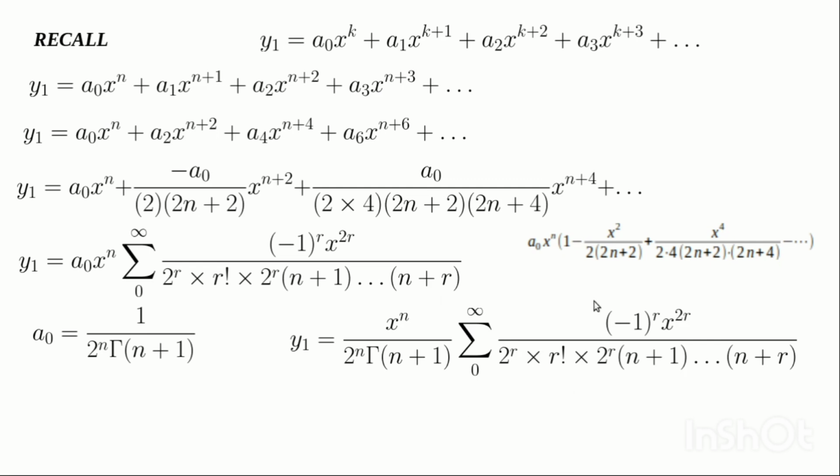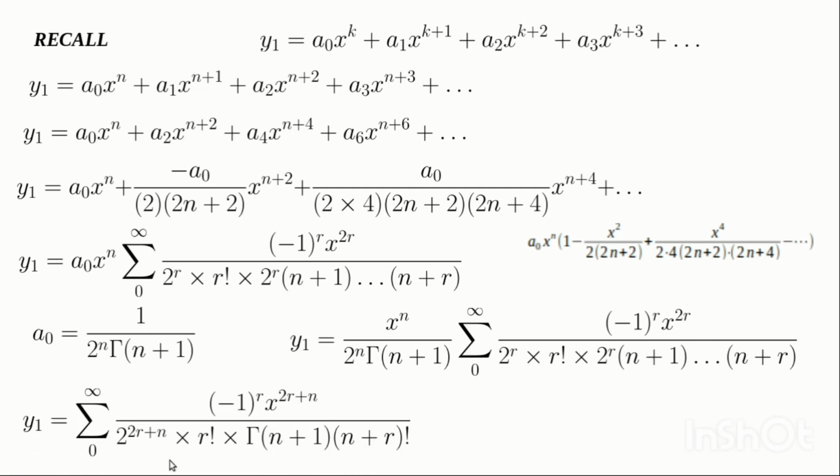So if we simplify this one, we notice that our x raised by n here will meet this one to become x raised by 2r plus n. This is 2^n. Meeting this one will give us 2 raised power 2r plus n also. Gamma n meeting this one will simplify to this expression. Our r factorial is still here. Our gamma n plus 1 plus r. Remember, n plus 1 down to n plus r is the same thing as n plus r factorial. So everything here will give us this part here.